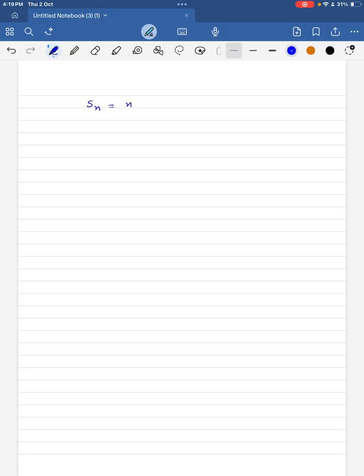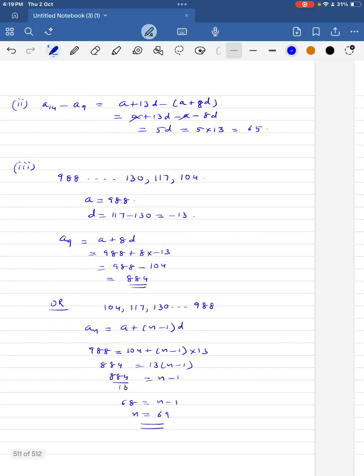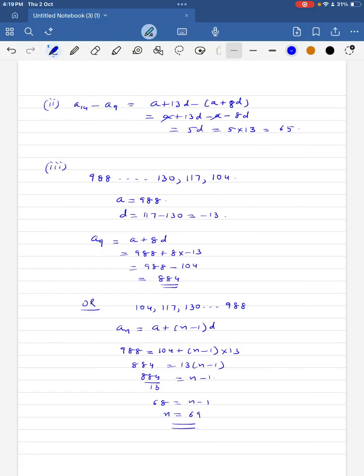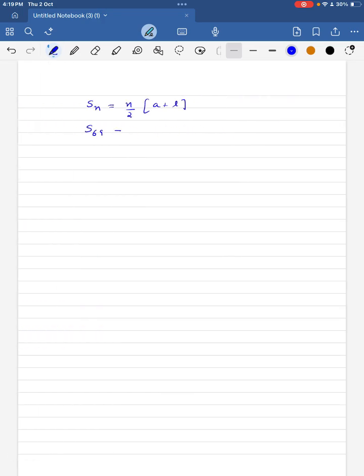Now let's find the sum of n terms. There's this formula which you can use, which is n by 2 into (A plus L), that is the first term plus the last term. We need to find out the total number of paracetamols sold in the week, so let's find S69, because there are 69 terms in this AP. That is 69 by 2 into (A plus L), where A is 104 and the last term is 988. So that is 69 by 2 into 1092. Let's cut, so we'll get 546. So 69 times 546 gives you 37,674.